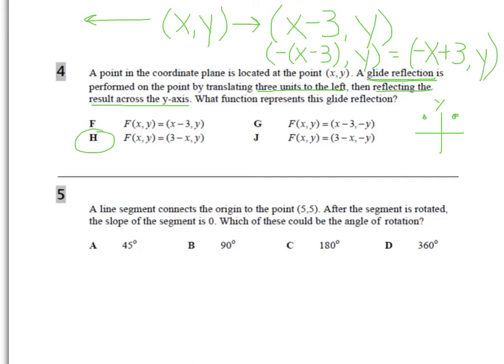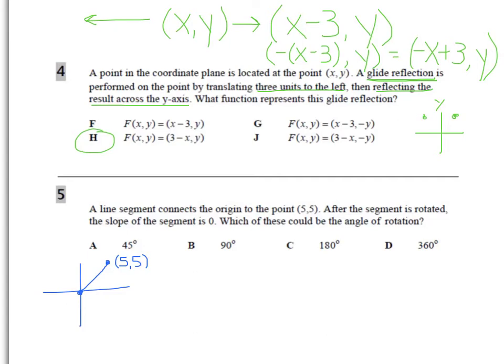Number 5, a line segment connects the origin to the point 5, 5. All right, so we have a coordinate plane, we have the origin, which is 0, 0, and this point 5, 5. And we have a line segment. So a line segment connects the origin to the point 5, 5. After the segment is rotated, the slope of the segment is 0. So after the segment is rotated, the slope of the segment is 0. Which of these could be the angle of rotation?